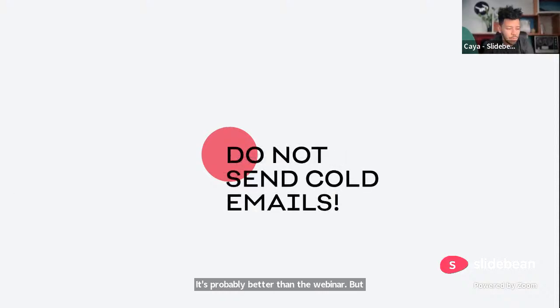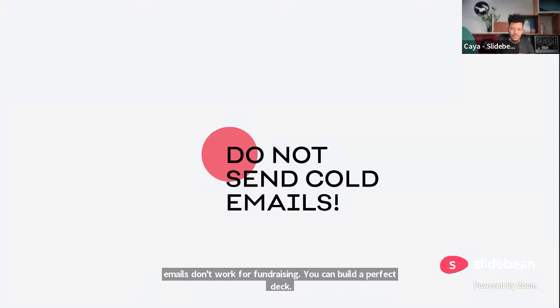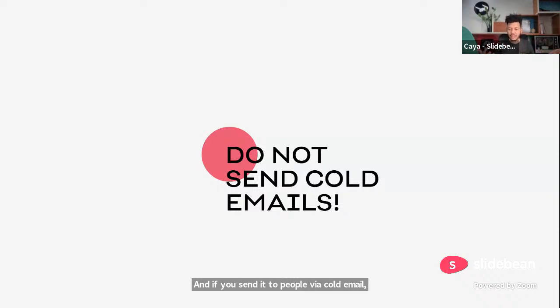The last point I'll make before I wrap up my slides is do not send cold emails under any circumstance. Cold emails don't work for fundraising. You can build a perfect deck, and if you send it to people via cold email, they're not going to read it because investors don't like cold emails. They don't read cold emails. That's not how it works.